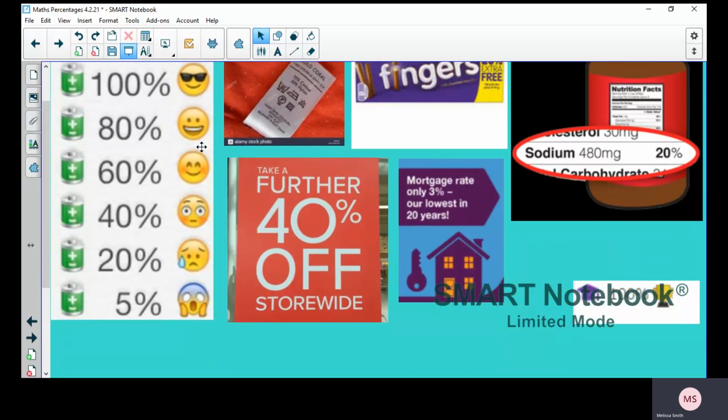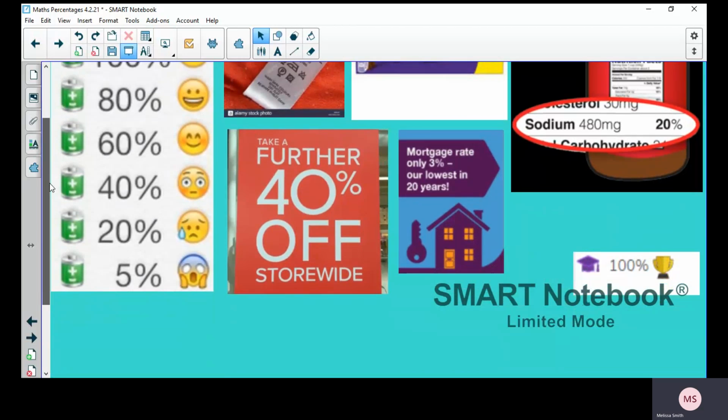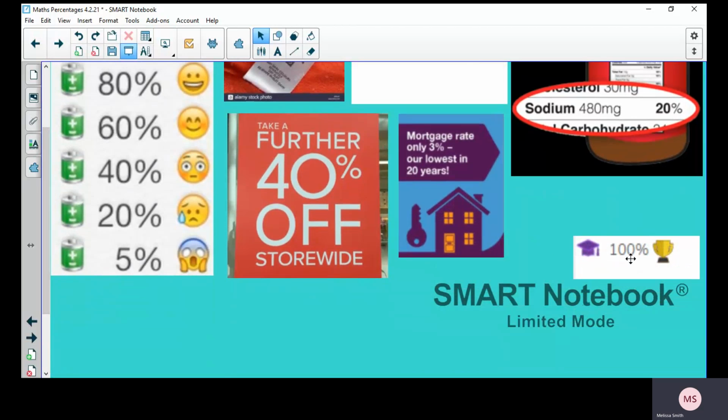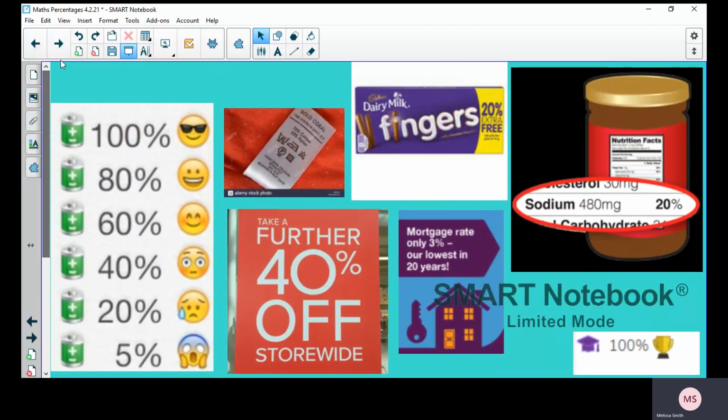And then this is something that hopefully you've seen a lot on your Purple Mash. If you've seen this here, 100%, that means we've marked it, and you've got it all correct, whether that's 5 out of 5, 100%, 10 out of 10, 100%. So this is all the different places that we might see percentages in real life.